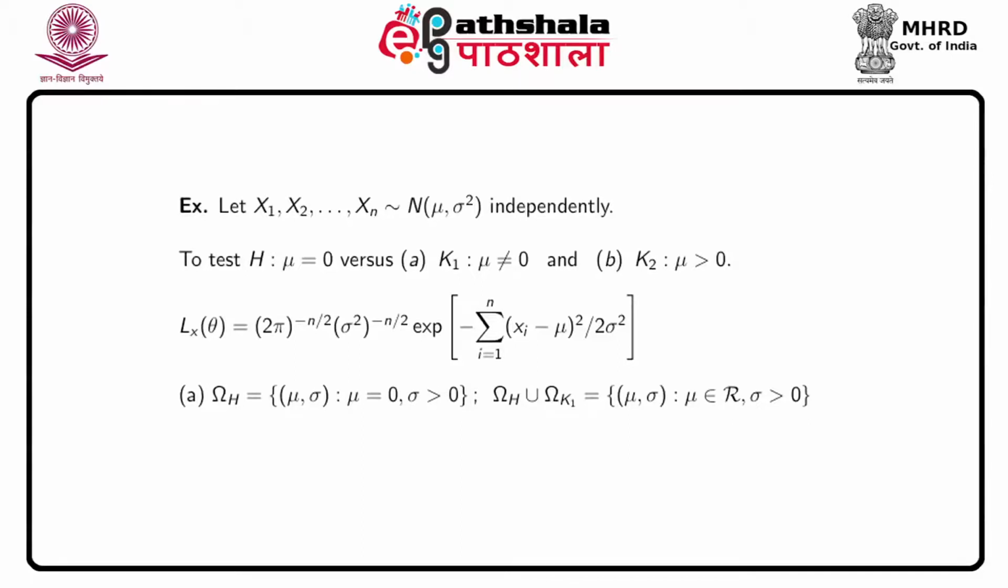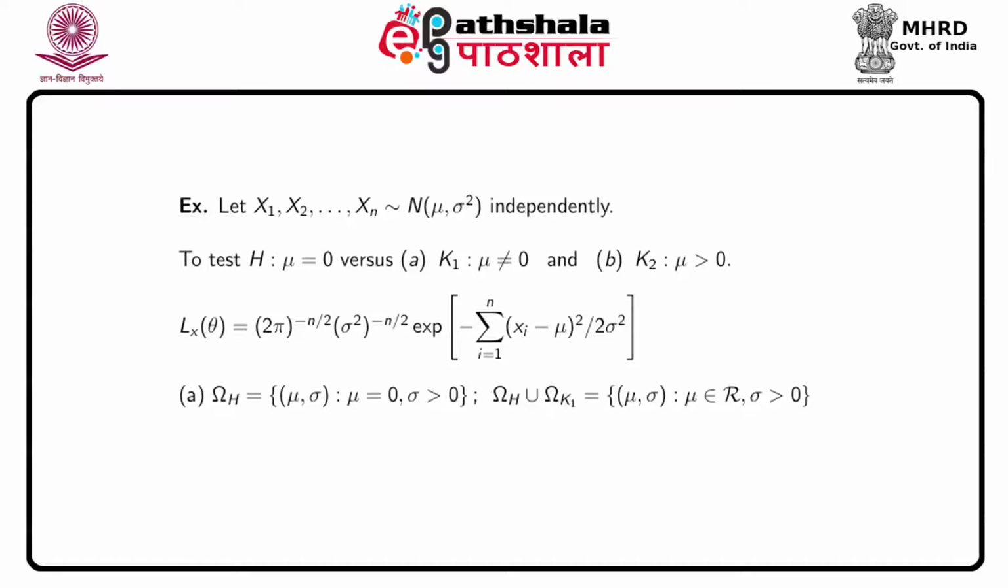Let x1, x2, ..., xn follow IID normal(mu, sigma square). Suppose we want to test the null hypothesis H, that is mu equal to 0, versus first alternative K1, mu not equal to 0, and second alternative K2, that is mu greater than 0. Now in general the likelihood function L(theta) will be (2 pi sigma square) to the power minus n by 2 e to the power minus summation (xi minus mu) whole square divided by 2 sigma square.